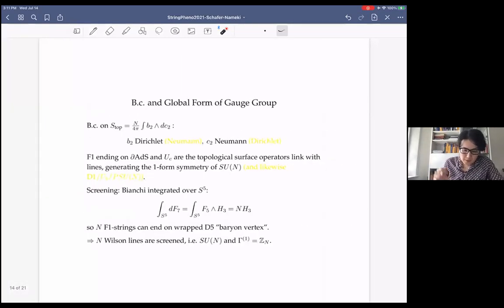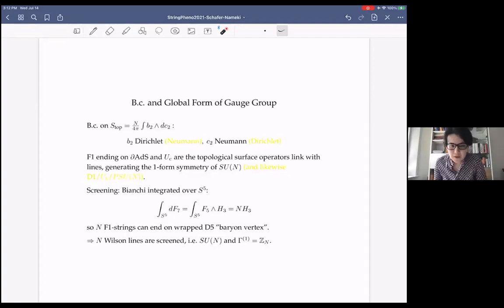In a bit more detail, we look at the boundary conditions for this topological action. For example, put Dirichlet on B2 and Neumann on C2, then the F1 strings can end on the boundary of AdS, and the topological operators U_C remain topological surface operators that link with these line operators on the boundary. And so they generate the one-form symmetry. You can also turn it around and get the magnetic version, so the PSU(N) theory.